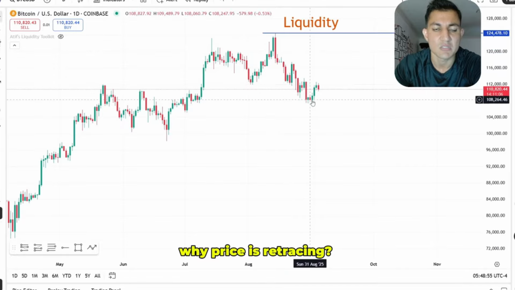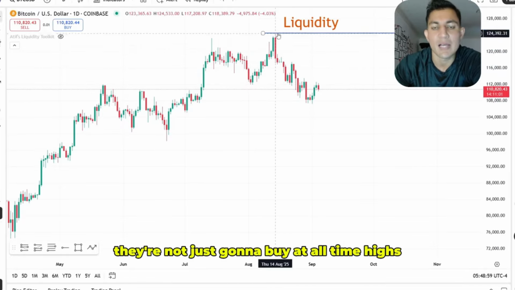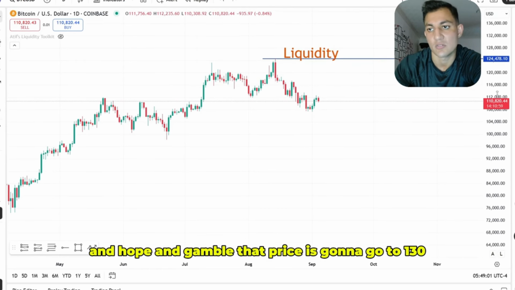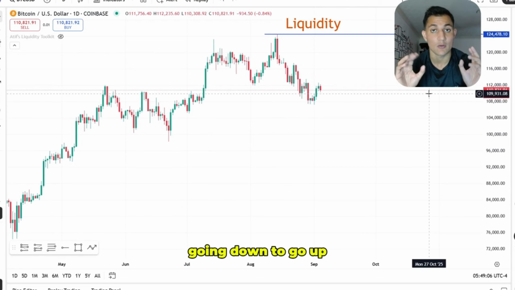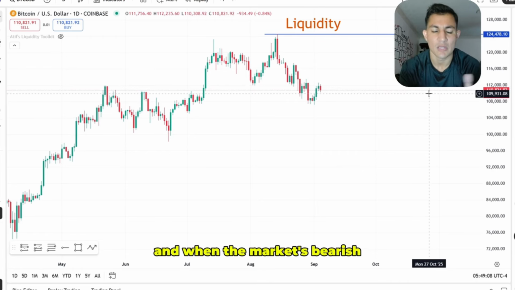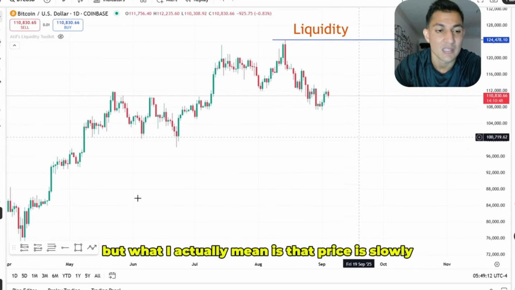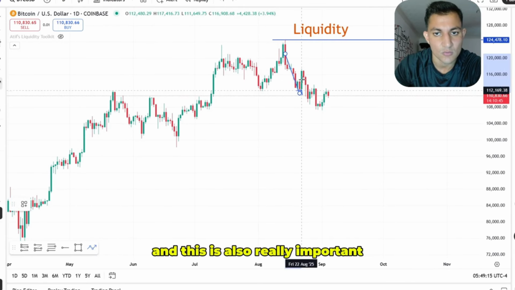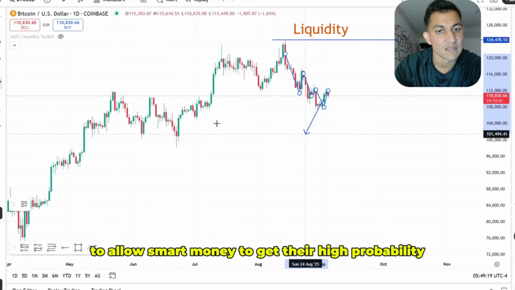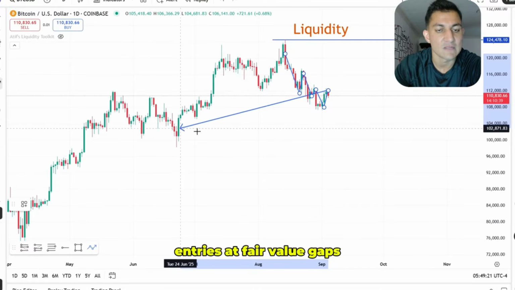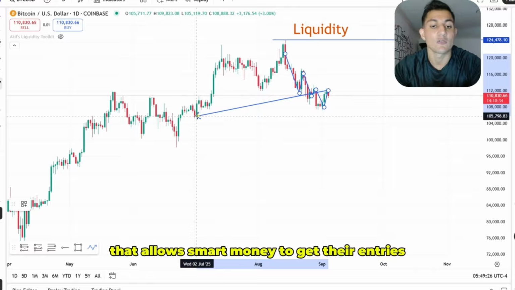Now, why price is retracing is, like I said, smart money, they're not just going to buy at all-time highs and hope and gamble that price is going to go to 130. What's really happening here is price is essentially going down to go up, and when the market's bearish, it will go up to go down. Now that sounds pretty crazy, but what I actually mean is that price is slowly, and this is also really important, look how price slowly retraces to allow smart money to get their high probability entries at fair value gaps, at order blocks, like we saw on the weekly chart. Remember that big order block? That allows smart money to get their entries.